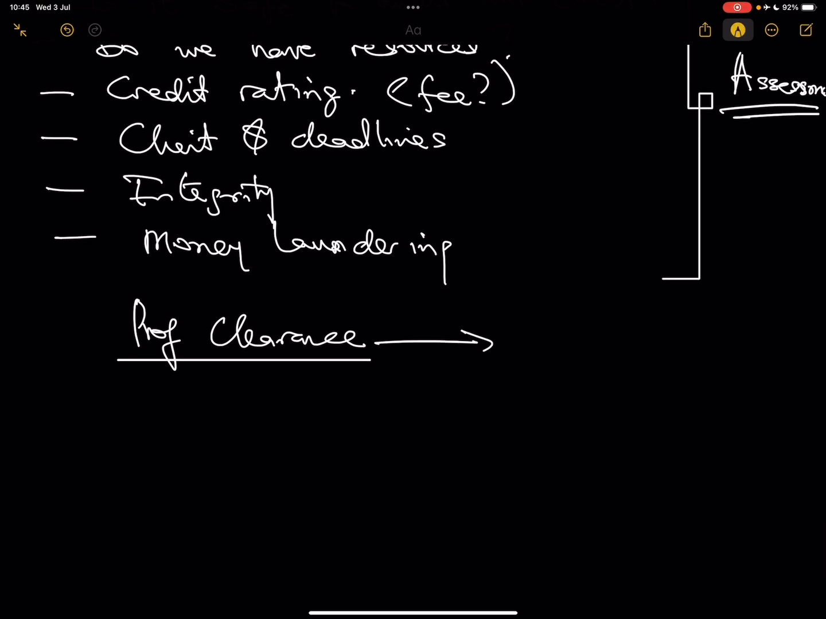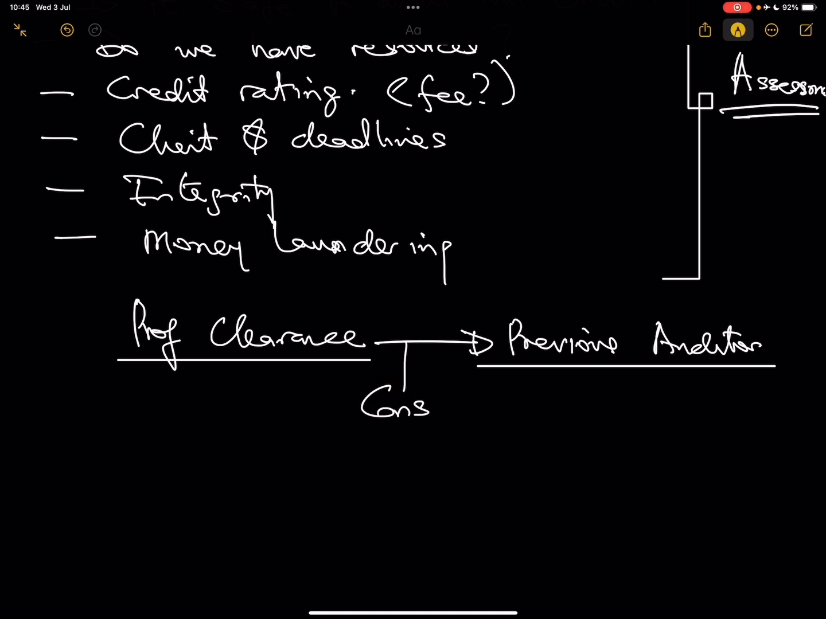So you are contacting the previous auditor and you're asking them why they left the client. So you must get clearance. That's why it's called professional clearance. You must get clearance from the previous auditors. Because if the previous auditors left for a very terrible reason about the client, maybe they discovered that the client is into fraud or money laundering or illegal activities and all of that, then you too cannot do the job.